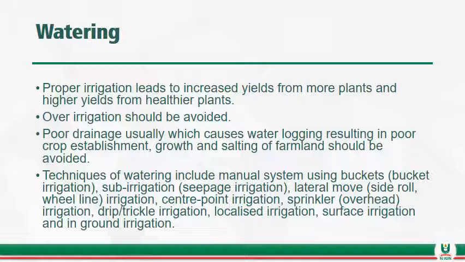Maybe you have a source of water like a stream beside your farm. You just take your bucket, fetch the water and put it on the plant. You can also practice sub-irrigation, that's the seepage kind of irrigation, or the lateral move. These are different types of irrigation systems: the sprinkler, the drip or trickle irrigation, and localized irrigation. They are all various techniques of irrigation.